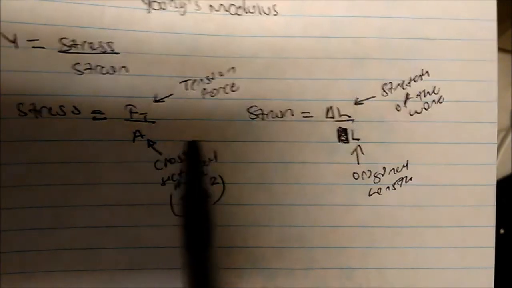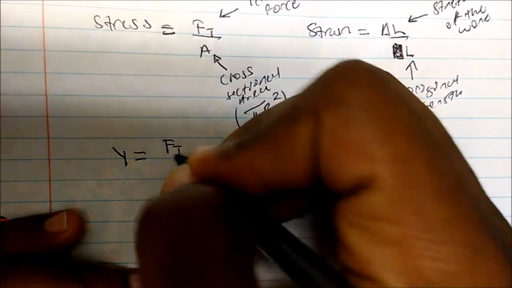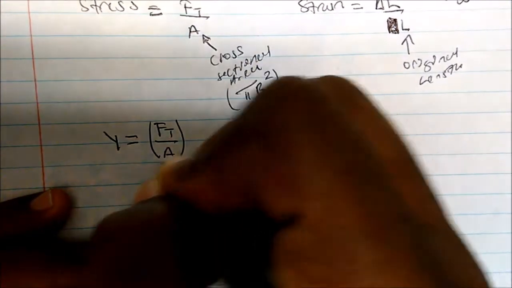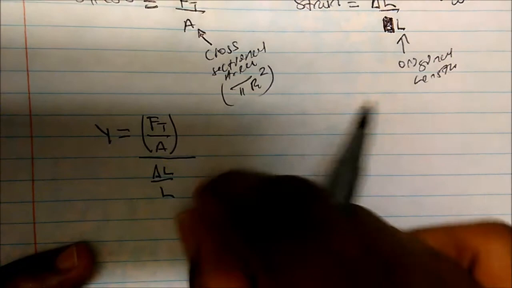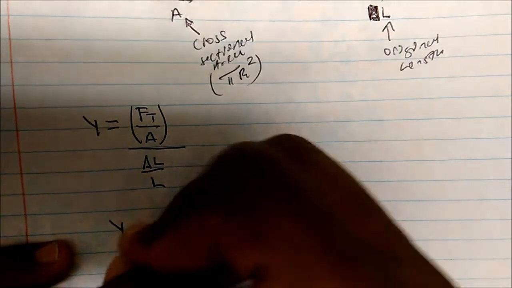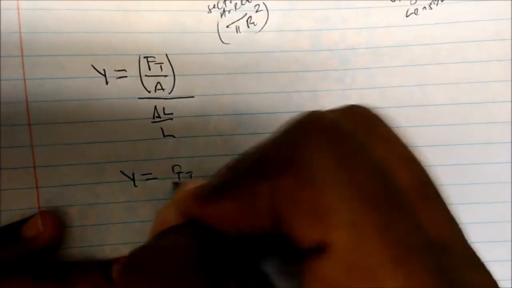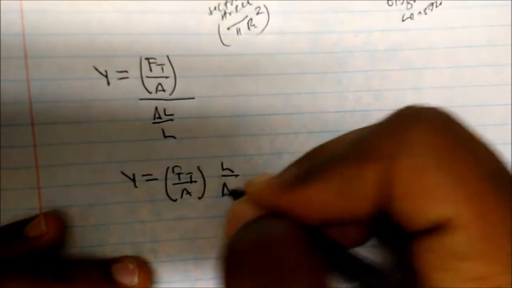So putting this all together, the Young's modulus is equal to stress over strain, which is just the force of tension divided by cross-sectional area, all divided by delta L over L. We could simplify this more by multiplying by the reciprocal on the bottom. So the Young's modulus is really given by the force of tension over the cross-sectional area multiplied by, when we flip the bottom, L over delta L. This is how we actually calculate our Young's modulus. So this is the formula.